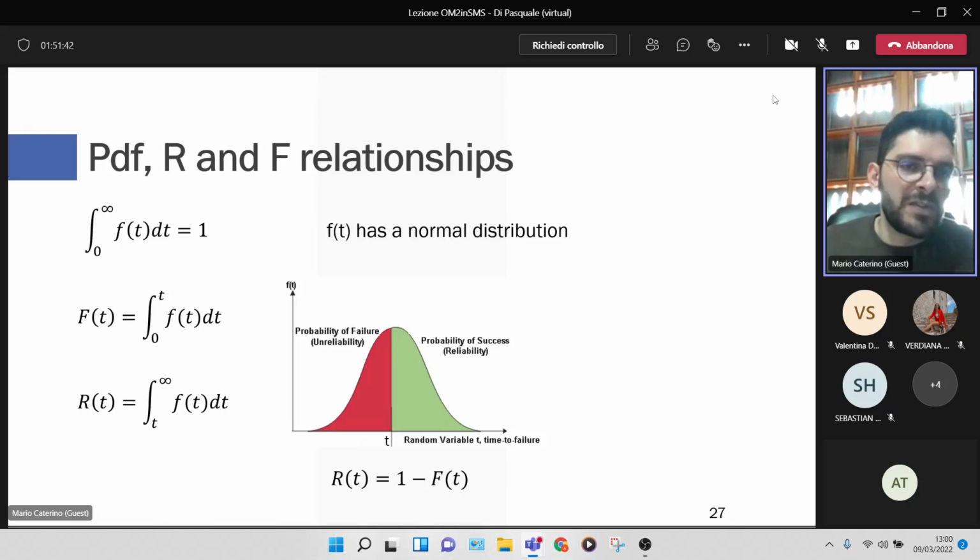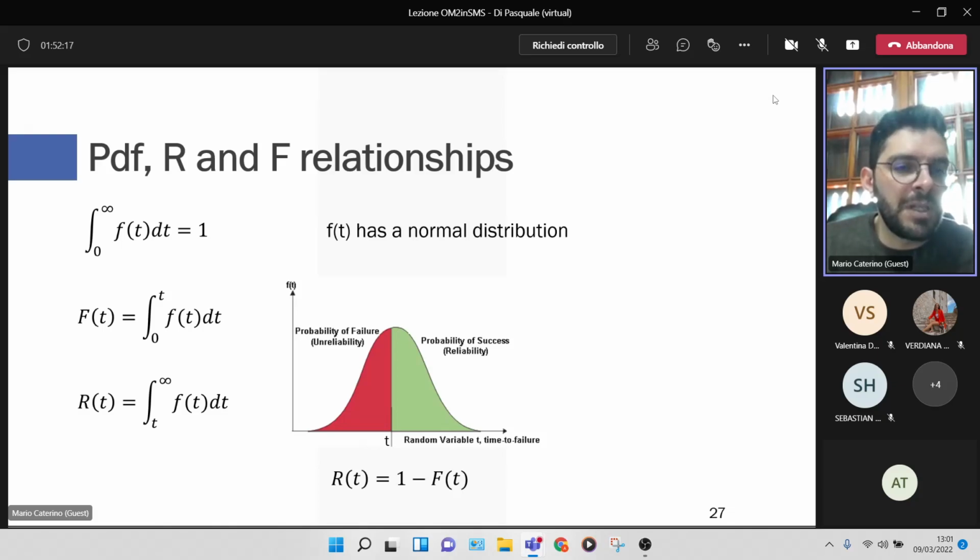And obviously, if we consider, for example, the failure probability density function, generally for a lot of components it can be defined as a normal distribution. In this case, obviously, unreliability represents the probability of failure. Reliability represents the probability of success of a component.